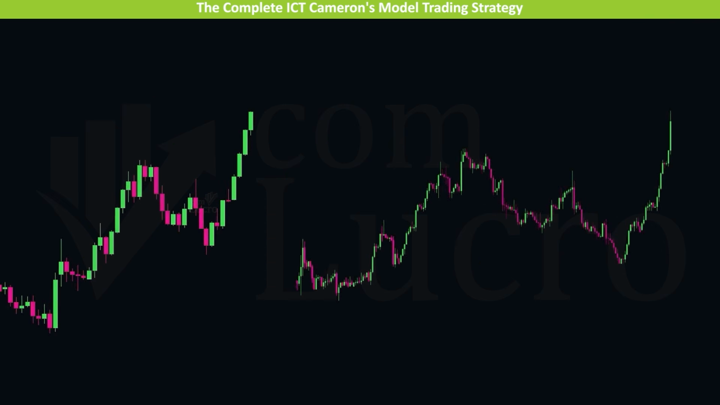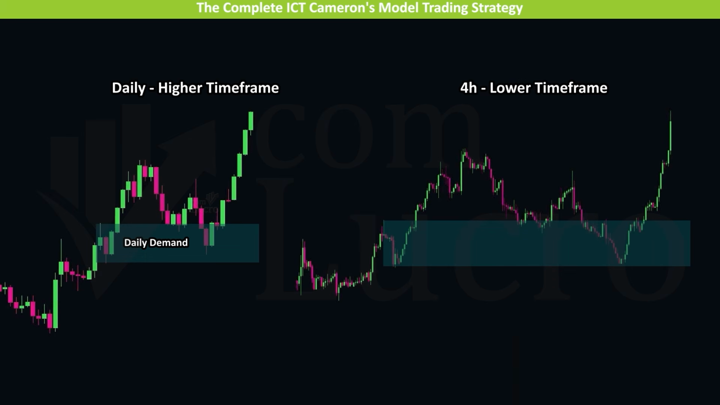On the daily chart, we identify a demand zone where price initiated a strong upward move. Now, zoom into the 4-hour chart. Inside that daily zone, price creates another demand zone. This alignment forms a stack zone, which is a strong example of confluence.